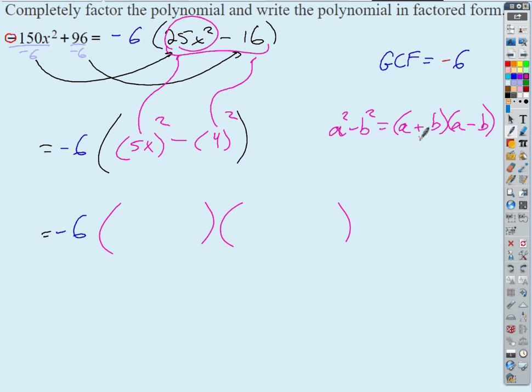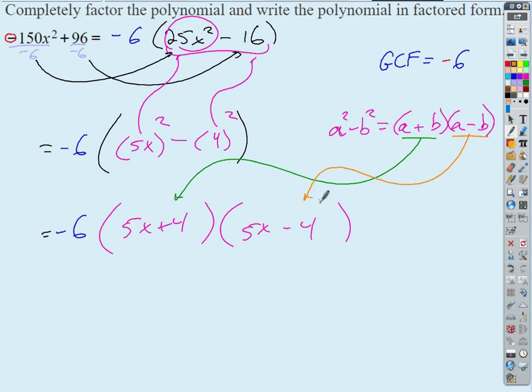Say it again. 5x plus 4. Good. So that's going to be this one, isn't it? Good. So we're going to get 5x plus 4, and that's that part of the pattern. What's the other one? There you go, 5x minus 4, and that's going to be that part of the pattern, and we're done. Good job. Okay, make sense? All right.